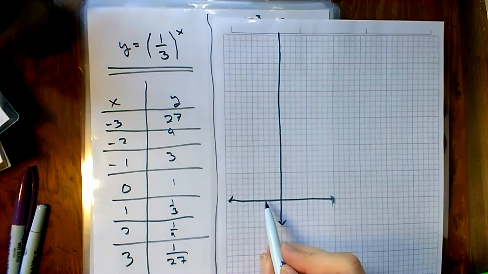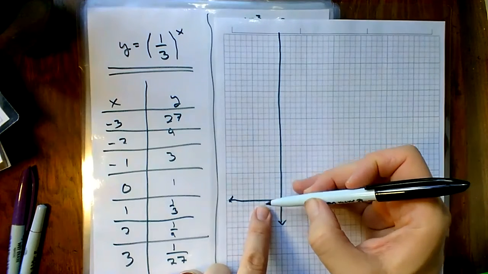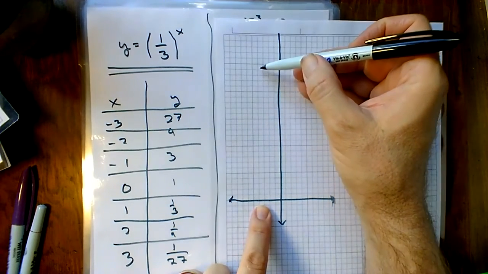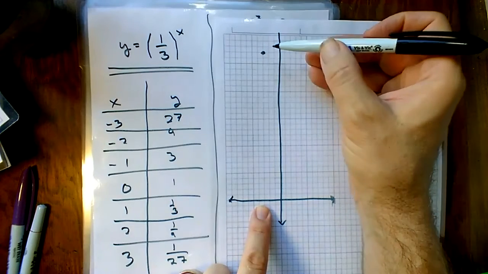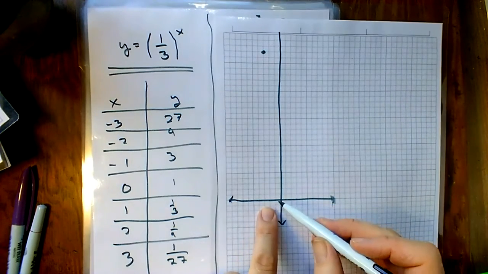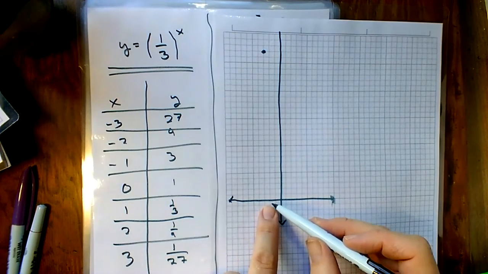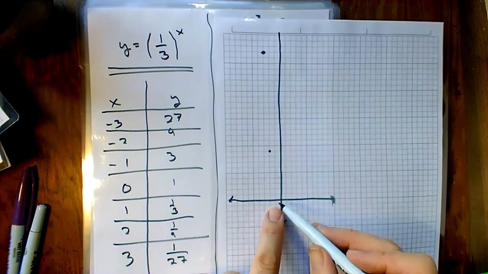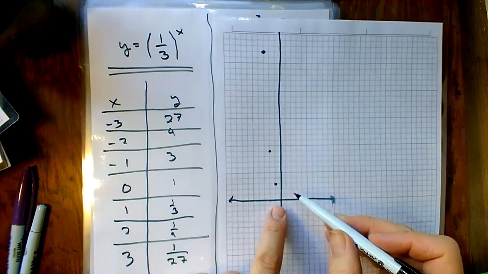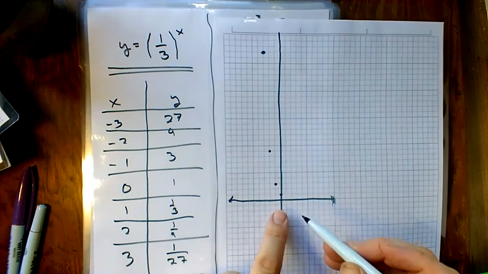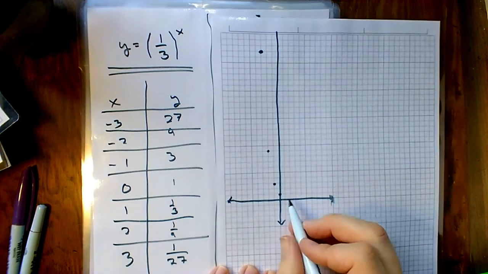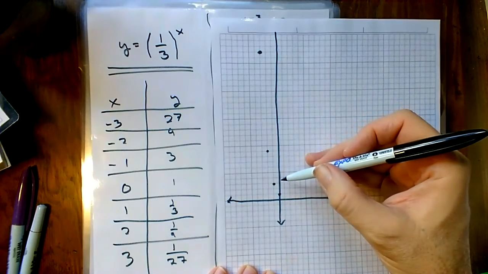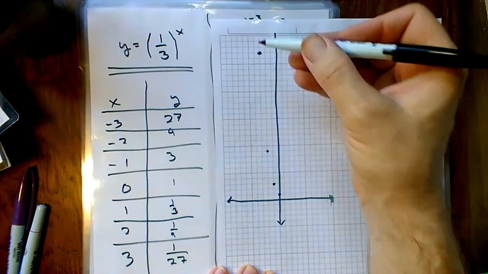When I'm at -3, I'm at 27. So I've got 5, 10, 15, 20, 25, 26, 27, all the way up there. When I'm at -2, I'm at 9. So I have 5, 10. We'll go back 1, 9. At -1, I was at 3. At 0, I'm at 1. And then every step beyond that is a third of what I had before, where every step in this direction was 3 times what I had before. 3 to 9 to 27.